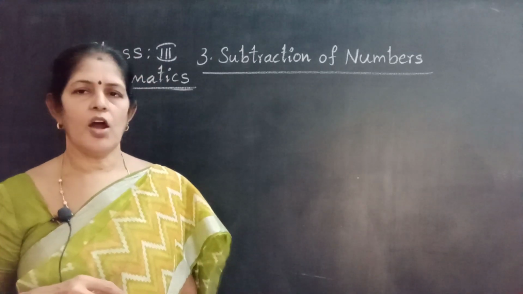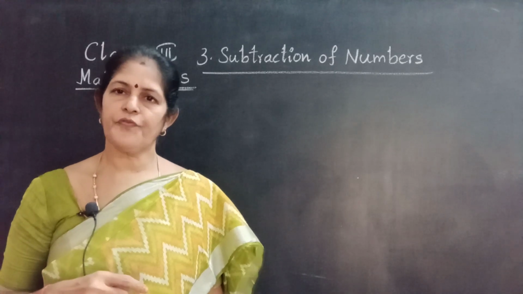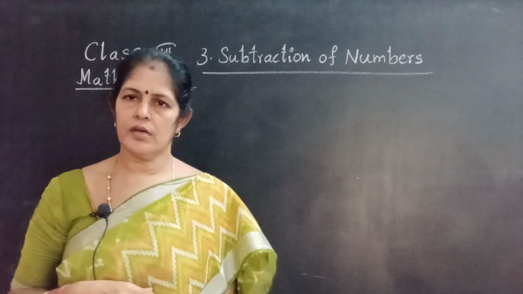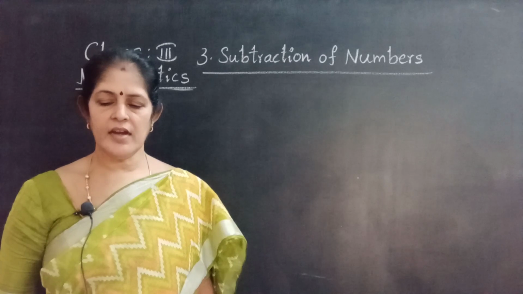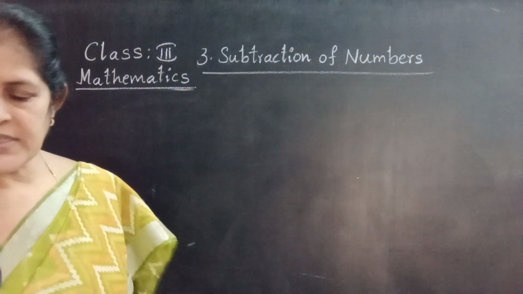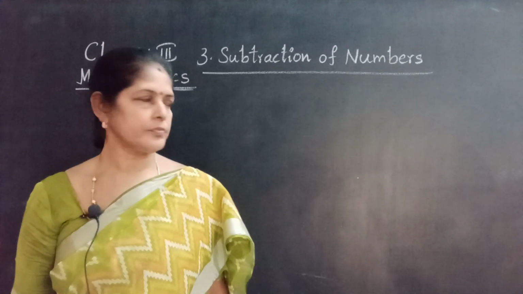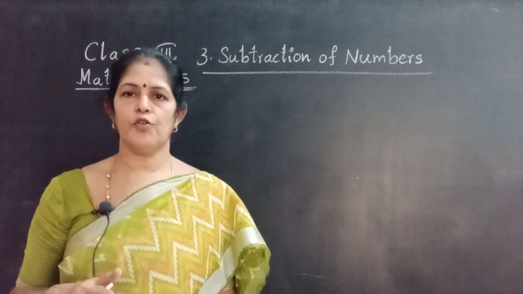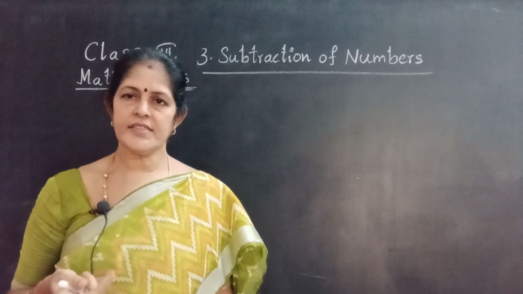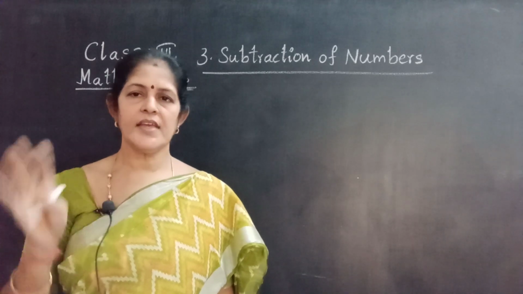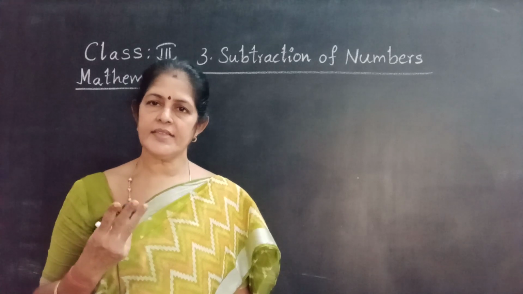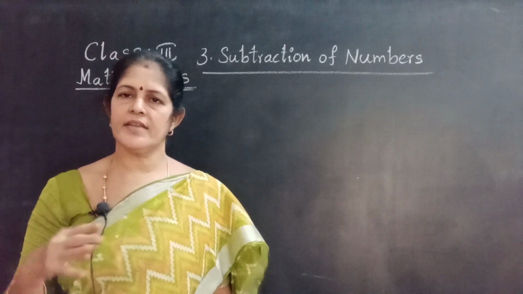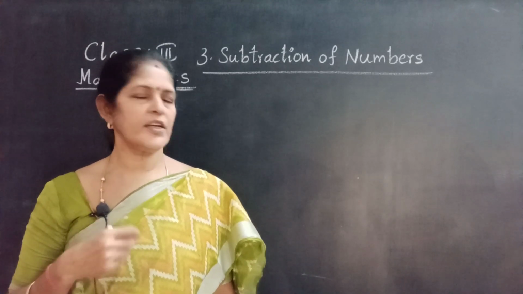In this chapter, you already learned subtraction of 3-digit numbers without regrouping and with regrouping. That means simple subtraction and borrowing subtraction. Also subtraction of 4-digit numbers without regrouping and with regrouping. Now I am going to revise regrouping of 3-digit numbers and 4-digit numbers. 3-digit means hundreds, tens, ones. 4-digit means thousands, hundreds, tens, ones. Okay children? First we are going to revise that.